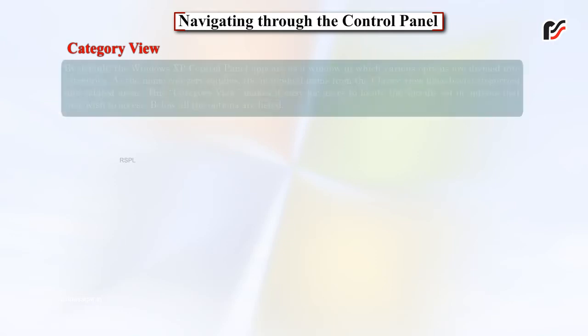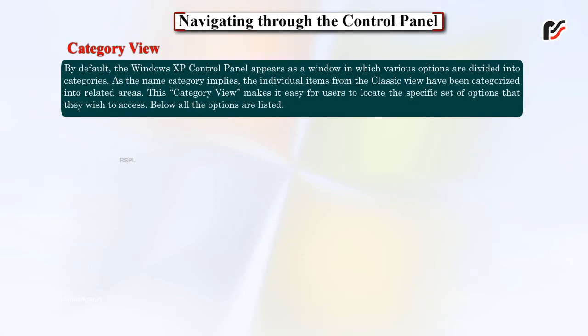Category View. By default, the Windows XP Control Panel appears as a window in which various options are divided into categories. As the name category implies, the individual items from the classic view have been categorized into related areas. This category view makes it easy for users to locate the specific set of options that they wish to access. Below, all the options are listed.